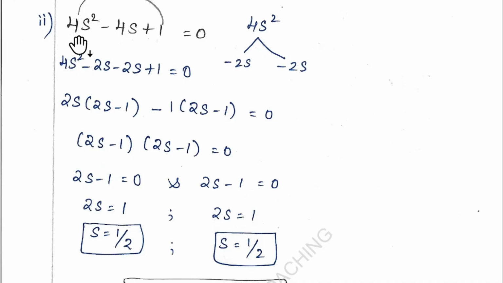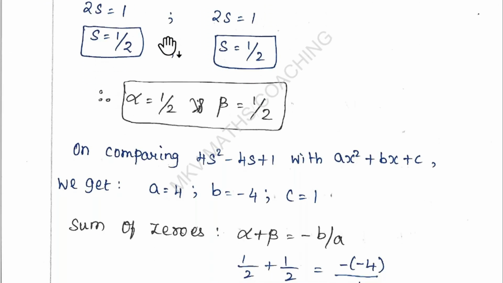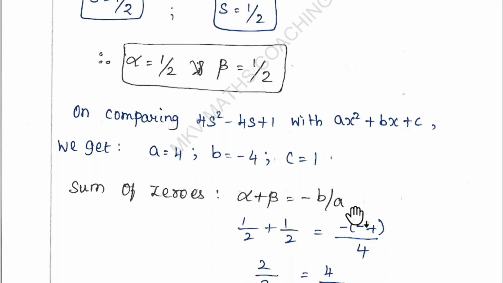A is the coefficient of s square. A is 4, b is minus 4, c is 1. Now substitute in the formula. Sum of zeros, alpha plus beta, is minus b by a. Alpha and beta are 1 by 2, right? 1 by 2 plus 1 by 2 is equal to minus of minus b, b is minus 4, minus of minus 4 divided by a, which is 4.